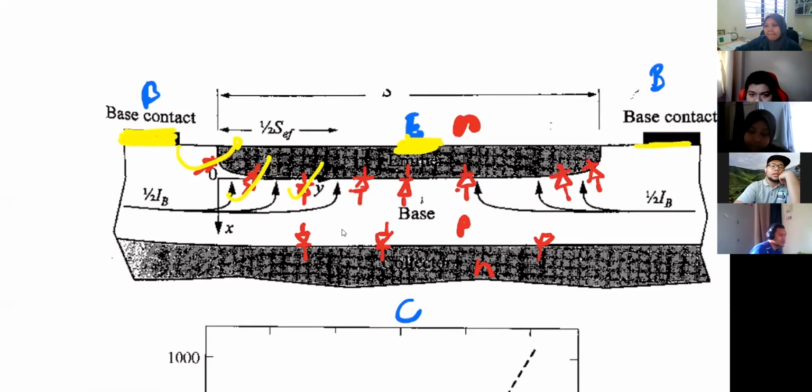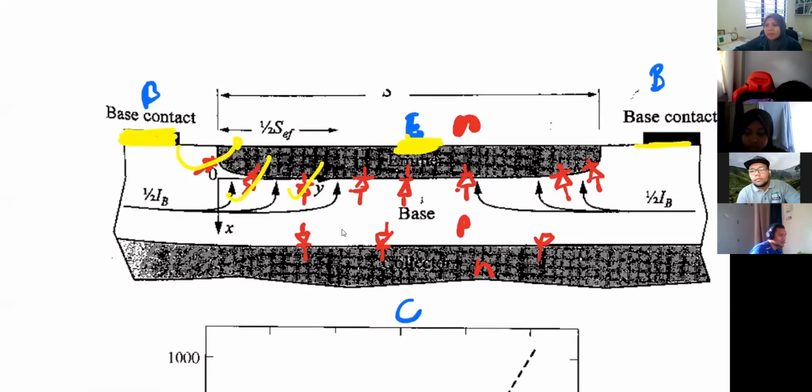Why? Because gain is IC over IB, beta. Right. No, the answer is because we want to reduce the recombination in the base, right? Betul tak? That's the answer. Because we want to reduce the recombination in the base. Because if you reduce the recombination in the base, therefore the base current will reduce. So therefore, in the optimized design, the doping of the emitter is high and the base doping is low.